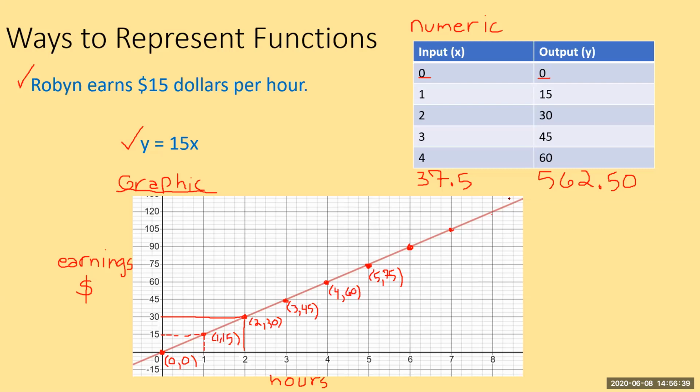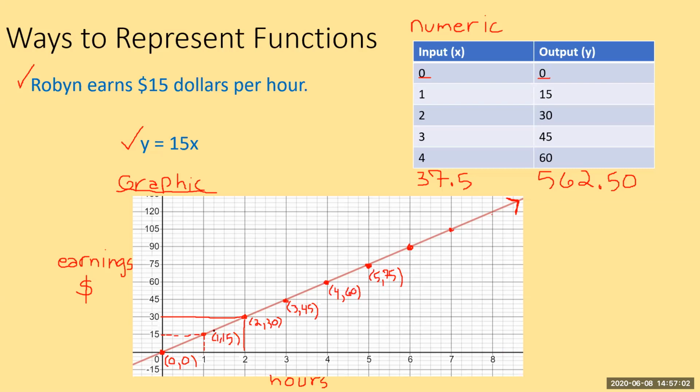This line will keep going forever in this direction. The amount of money that she makes will keep going up and up and up as the amount of time also goes up and up and up. And this is instead of just being a series of points. This is a continuous line because she could also work parts of an hour.